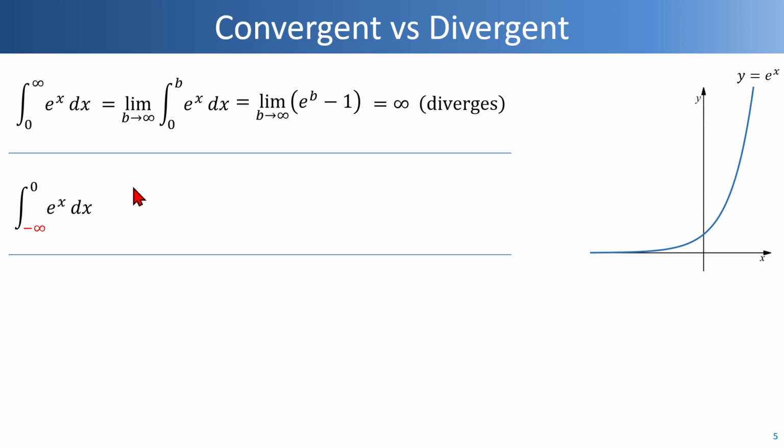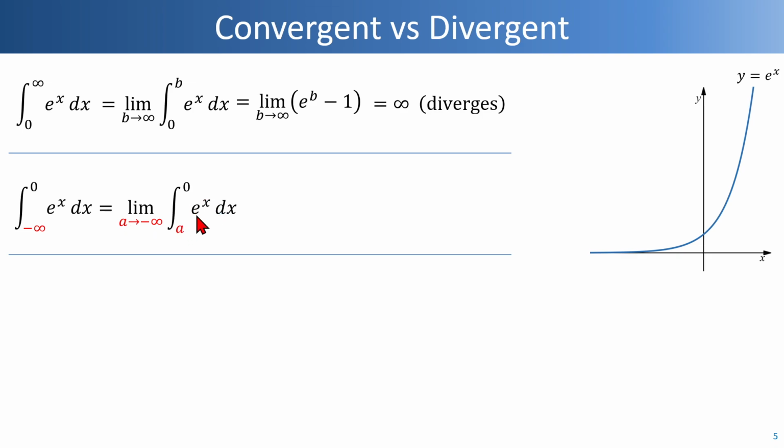The approach is very similar. We're going to replace this negative infinity by a, and then we'll take the limit as a goes to negative infinity. There's no very important reason that we're using the letter a here and b in the other example. It's just common to make the lower limit of integration a and the upper limit of integration b. But you could use anything here, like s and t.